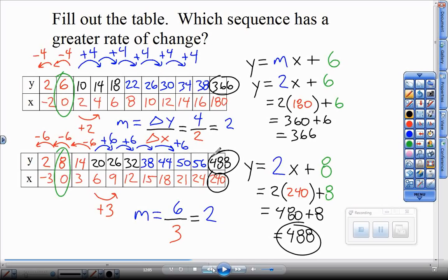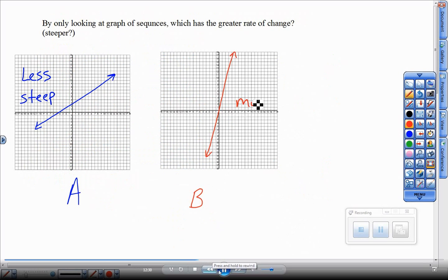Alright, next problem. Here we go. These ones, the graph ones, all I'm having you do is determine greater rate of change based on just looking at the graph. What I'm going to have you do on your paper is just try to sketch these first couple, and then the next ones I'm going to have you be more precise. But again, for this first problem on your packet, try to draw this best you can. A, a little bit less steep of a line. B, make it steeper. I want you to see that.